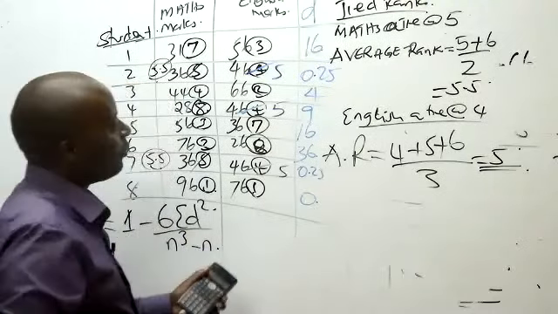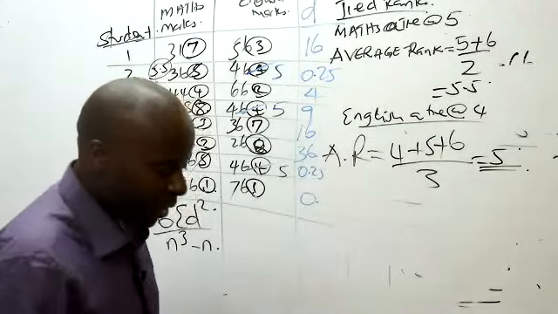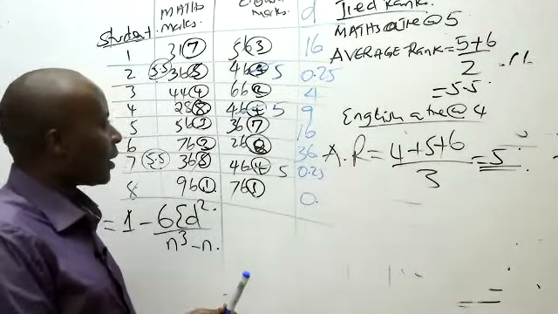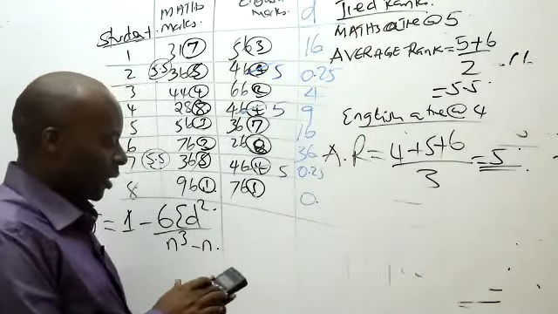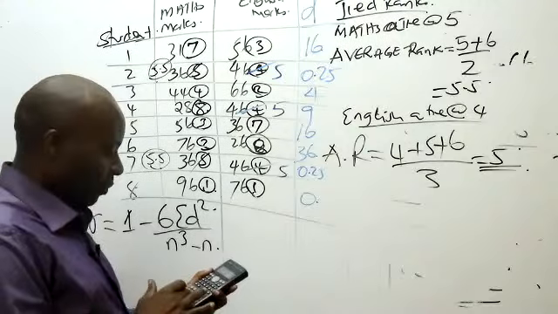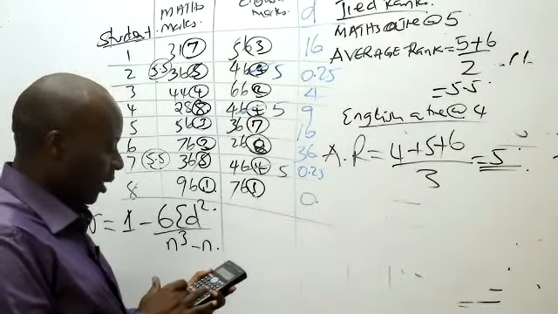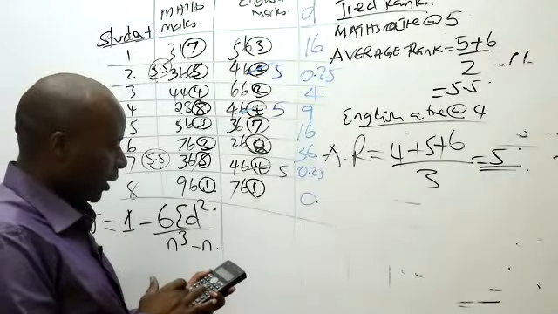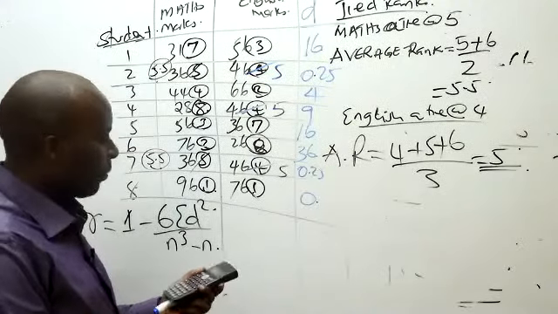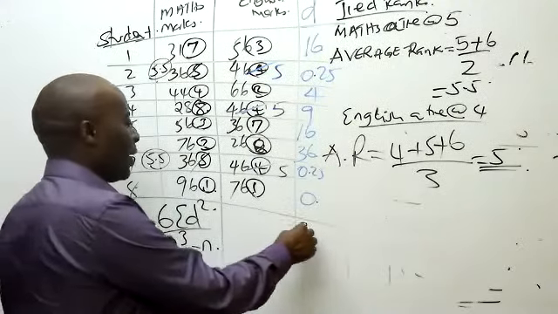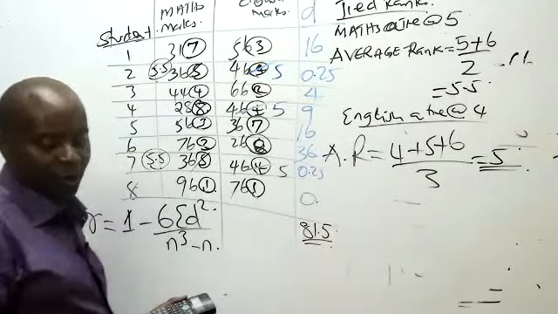So kindly, after I've gotten this d squared, I want the summation. So come and sum this for us. What do we have? We have 16 plus 0.25 plus 4 plus 9 plus 16 plus 36 plus 0.25, giving us 81.5. Thank you very much.